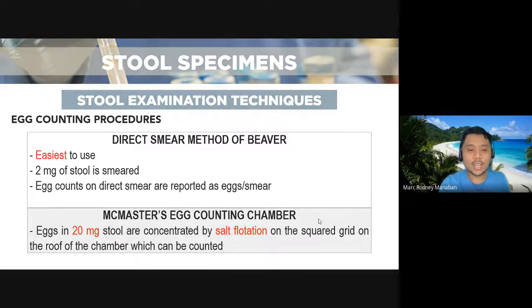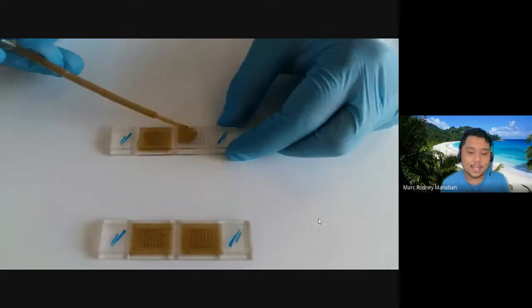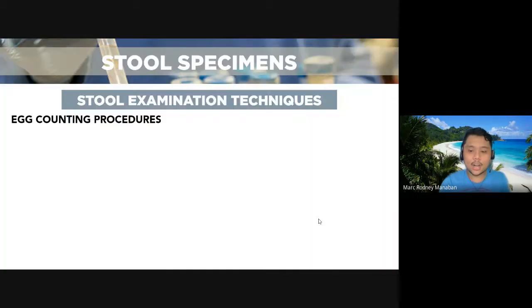So here's an example. This is your McMaster's egg counting chamber. As you can see, the grids are different, and the counting rules are also different: which eggs should be counted, for example, if they go past a line. So that's your McMaster's egg counting chamber. Now these methods are your egg counting procedures.